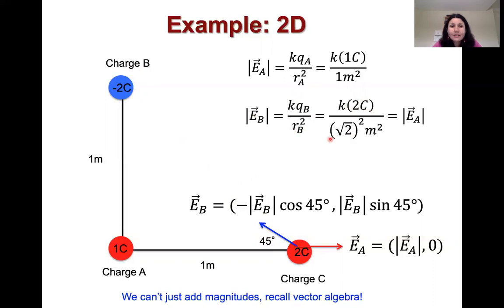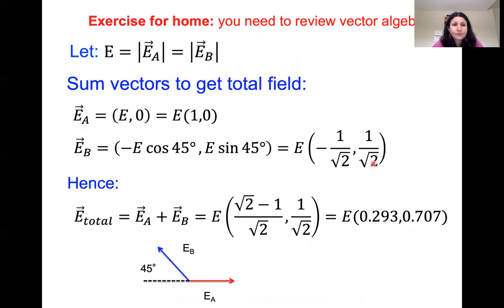What is the distance? The distance is square root of 2. You square it. And because it's square root of 2 squared, we get a 2. It cancels with that 2. Turns out that we get exactly the same magnitude as EA. Doesn't have to be that way, but it works out that way in this example. So we just get K 1c over 1 meter squared. Same magnitude.